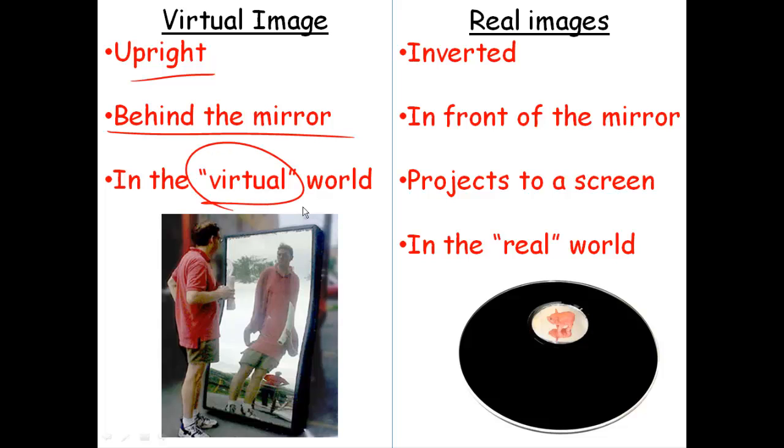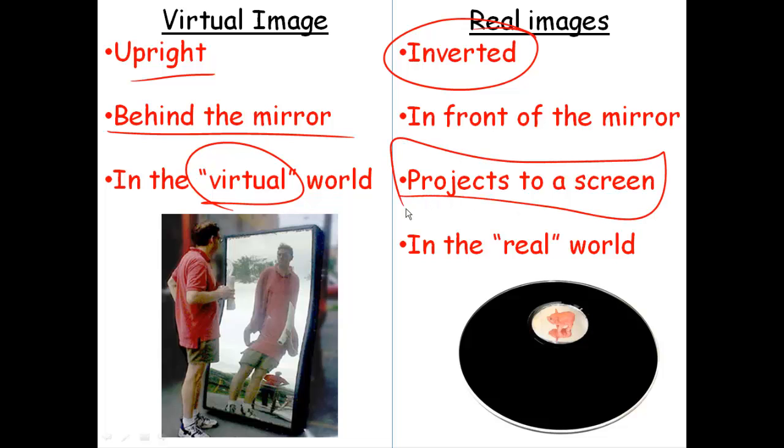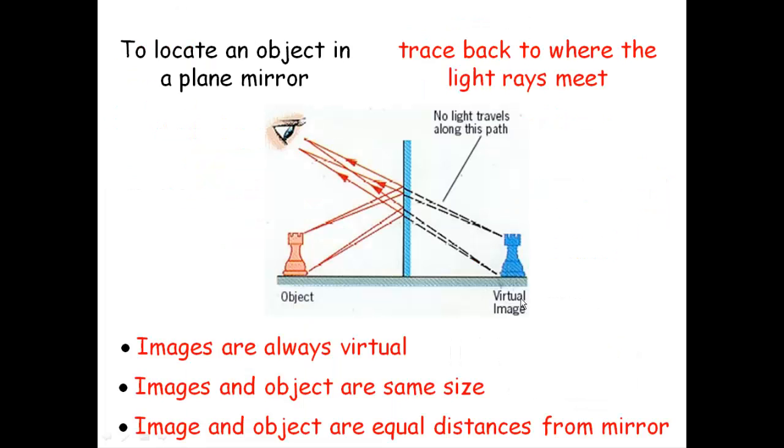Real images are pretty cool because it looks like it's real, like there's a real object sitting there. And those are always inverted, in other words, flipped over. They're always in front, or in other words, on the same side of the mirror that you exist. Not back behind, but in front of it. And the really cool thing about this, you can project it onto a screen. For plane mirrors, realize we have curved mirrors, right? A concave, light's coming in this way, convex, and then a plane, a flat mirror.